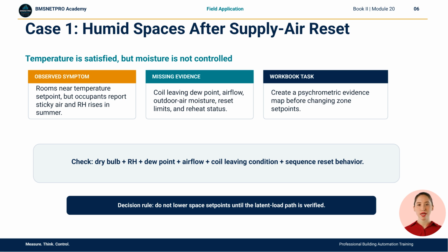Before lowering zone set points, ask whether the coil is cold enough to dehumidify, whether airflow is too low for moisture removal, whether outdoor air moisture is high, and whether reset logic is sacrificing latent performance. The professional decision rule is simple. Do not solve a humidity problem by blindly lowering temperature. Verify the latent load path first.